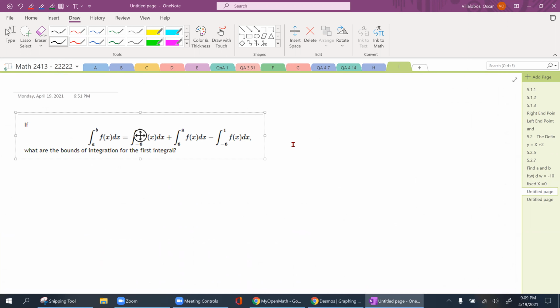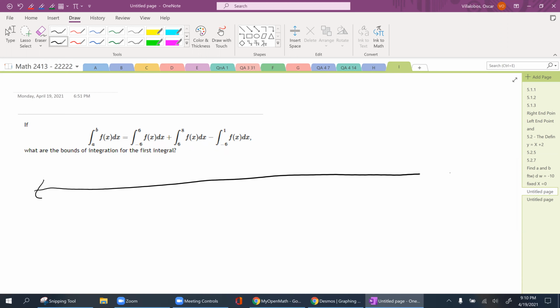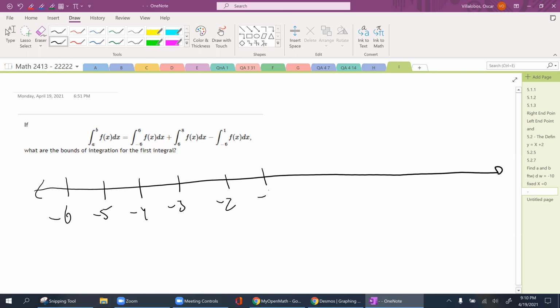All right, I'm told that, I'm going to go ahead and make this line. Hey, you have this integral between -6 and 6. You're adding 6 to 8, but you're subtracting -6 and 1. Like I mentioned before, I'm going to want to go ahead and draw this line. All right, -6, -5, 3, 2, 1. And I'm adding everything all up to 8 is my highest.